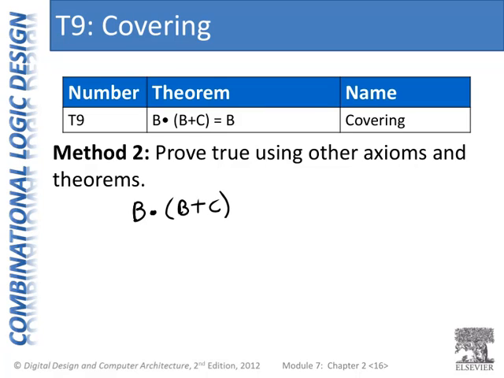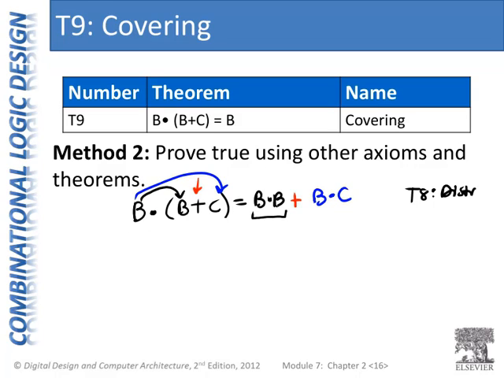And we can use distributivity. So T8, distributivity. And we can say, okay, I'm going to distribute that B across that and. We'll get B and B, or, there's our or, B and C.